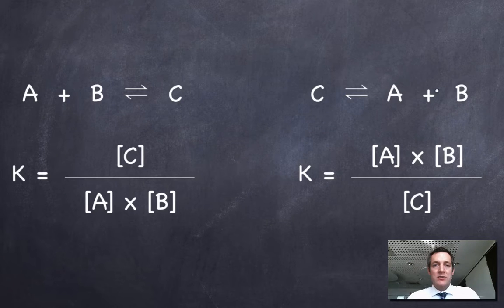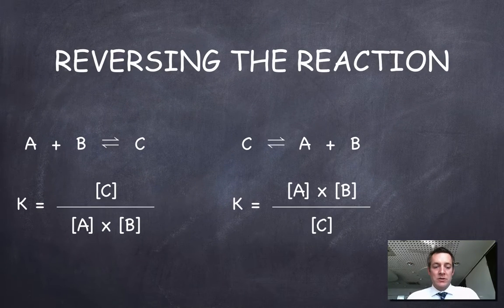And remember, us describing things by means of an equation is just our way of representing something in nature. Okay, it's not necessarily the truth, it's just the way we represent things. So if you reverse the reaction, we invert the equilibrium constant. So if the equilibrium constant here was x, the value of it was x, then here it would be 1 over x. Okay, simple as that.